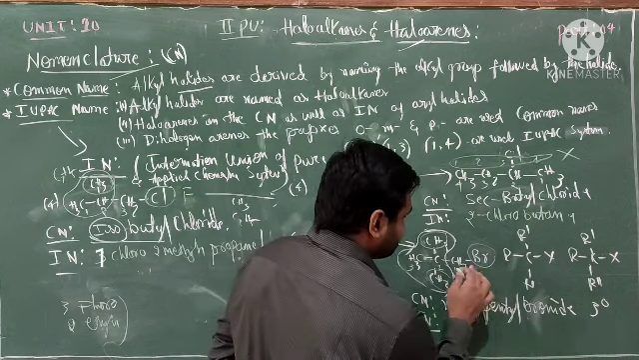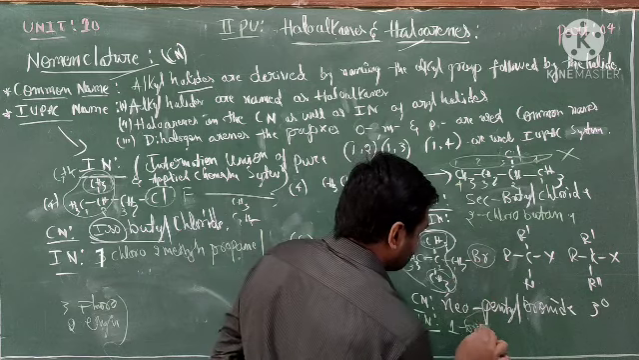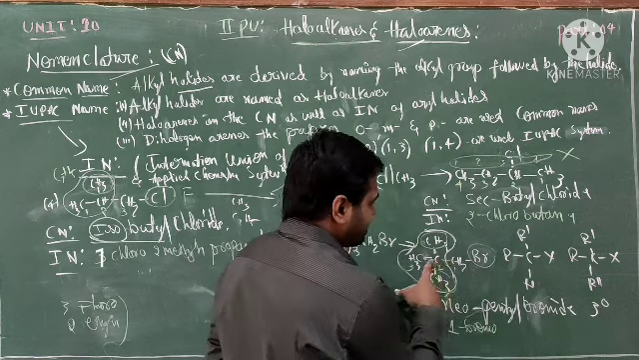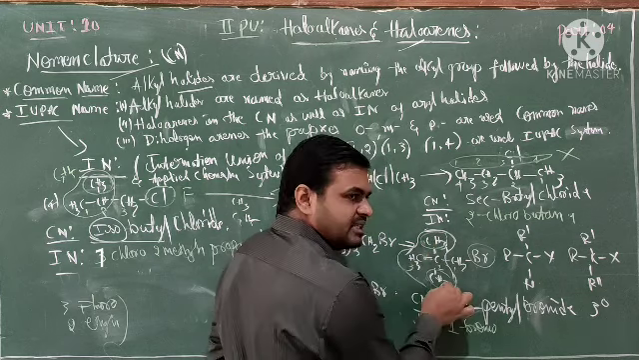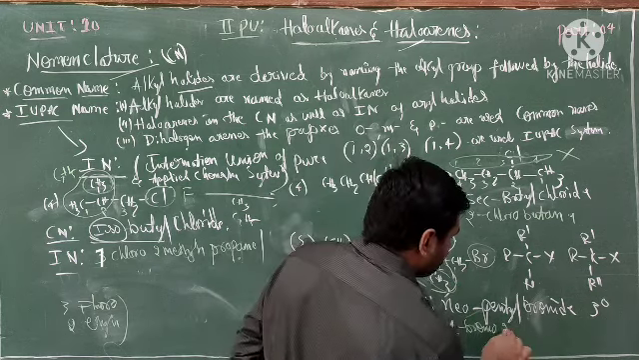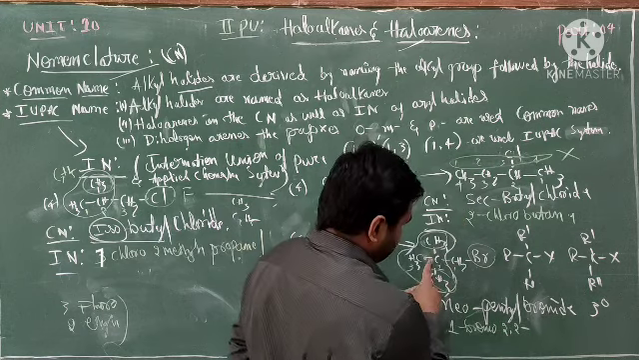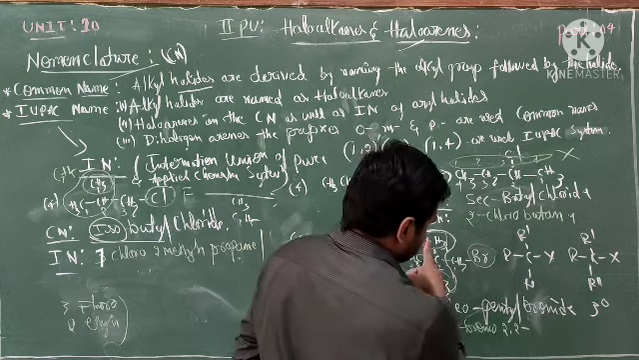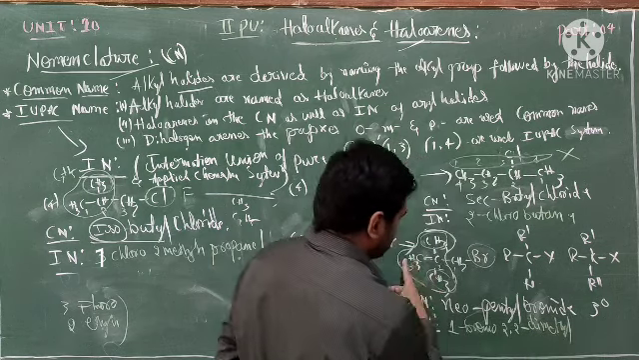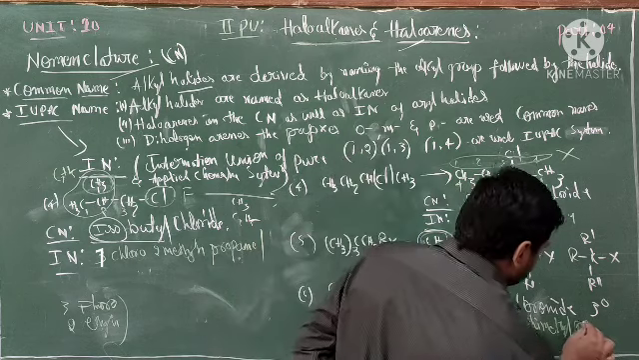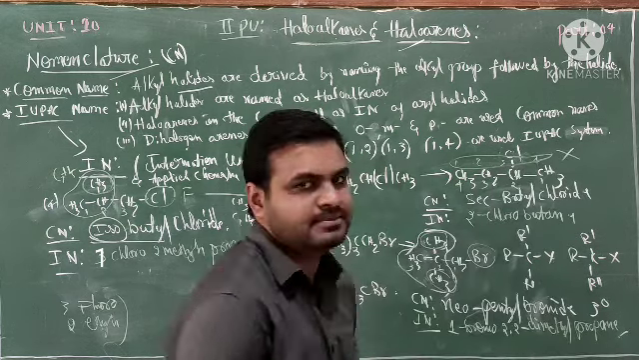Okay? So now start with the naming. This name is 1-bromo. Okay. So 2, it's a methyl group, CH3. This is also a methyl group, CH3. So 2,2-dimethyl, and 1, 2, 3 is propane. Okay, this is the IUPAC name.